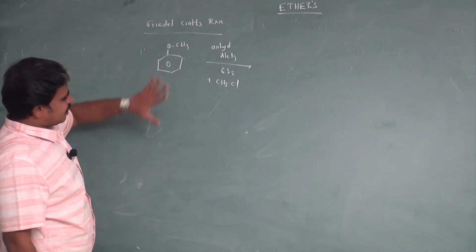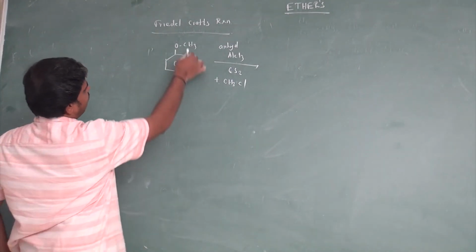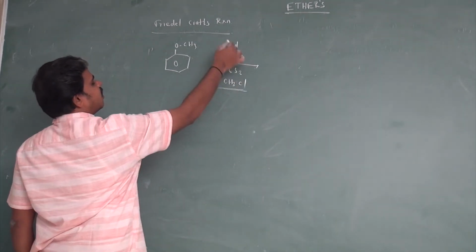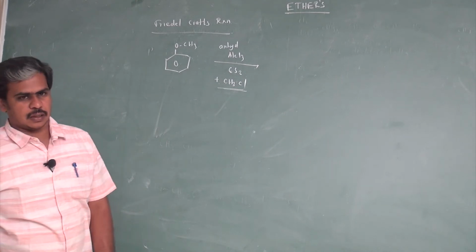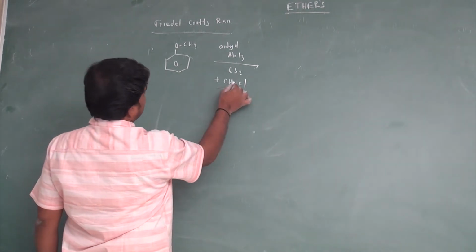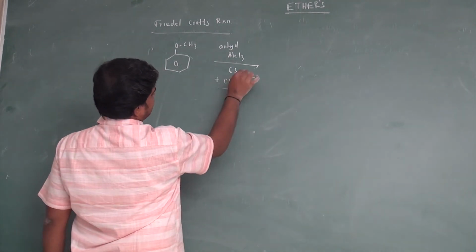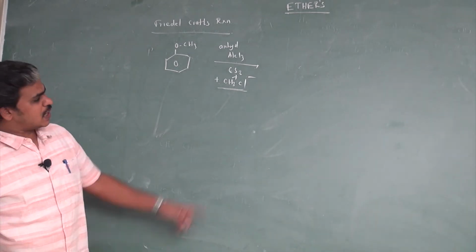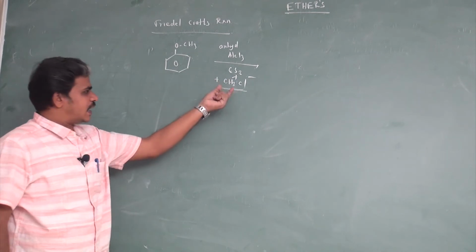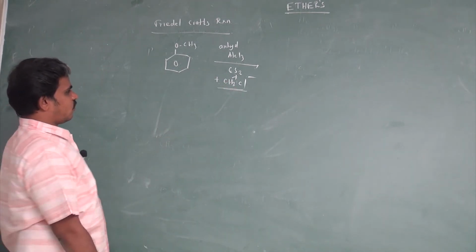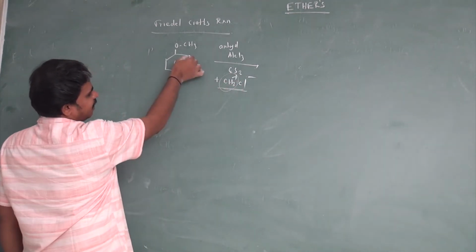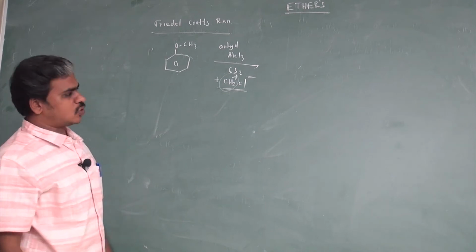So Friedel-Crafts alkylation means when anisole is reacted with methyl chloride in the presence of anhydrous AlCl3. Then it is known as Friedel-Crafts alkylation. Now, what is the product? Here it is Cl minus and here it is CH3 plus. So, what is the electrophile here? Generally, positively charged species are called electrophiles. So, CH3 plus is the electrophile, and it may attack the second position or the fourth position.